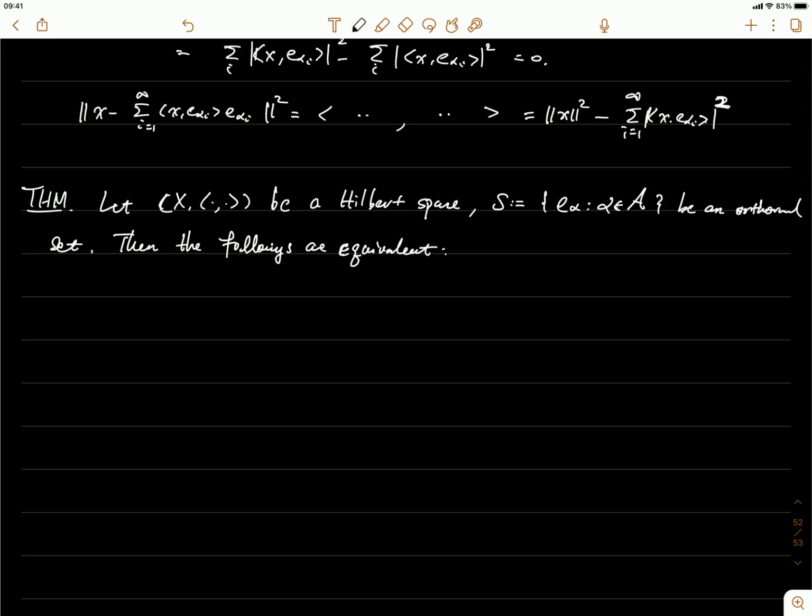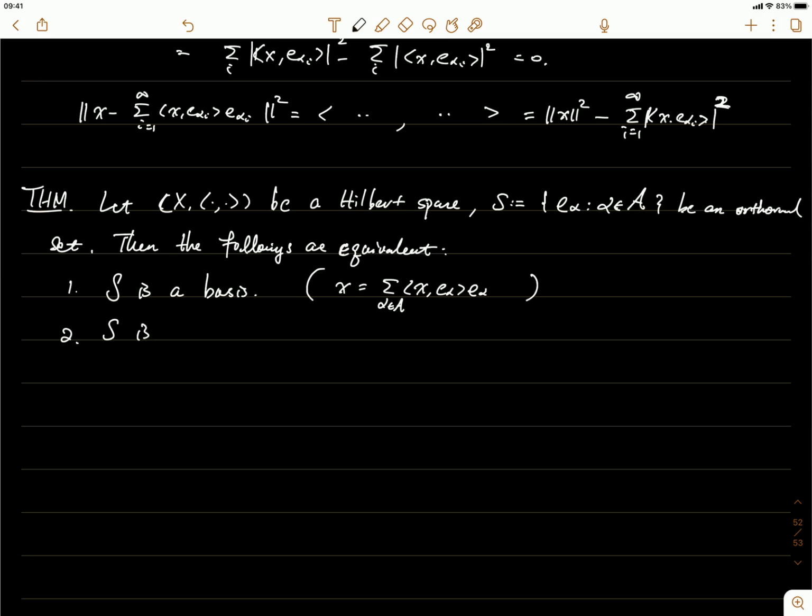Okay, suppose we have a Hilbert space, and we also have an orthonormal set S here, which could contain uncountably many elements. Then we're going to say that the following three statements are equivalent. The first one is that S is a basis. Remember that by that we mean that every x can be written as the sum of <x, e_alpha> e_alpha, alpha from A. That's the definition for S being a basis.